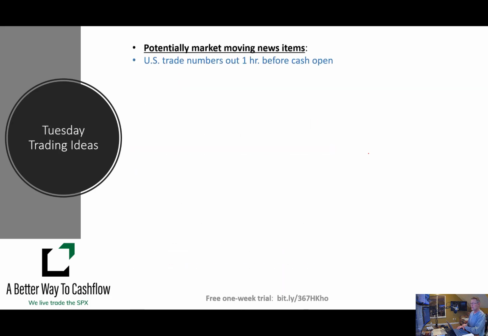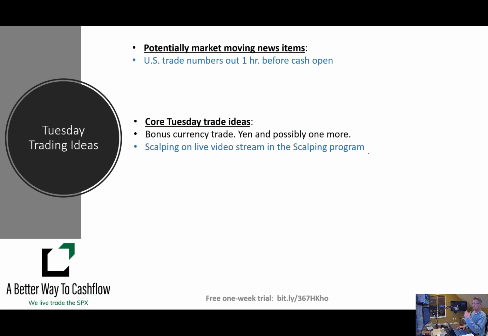Tuesday, we got trade numbers coming out an hour before the cash open. Obviously, we got the war that's going to be headline news for the rest of the week or the next foreseeable future. We do have a bonus trade that we're looking at on Tuesday, which are going to be currency trades. One of them definitely is going to be the yen, and we might find possibly one more. But we're looking at doing some currency trades. Again, through the futures market, not Forex trades. It'll be through the futures market. Man, we've had some really, really good success with trading the yen. It's back inside of that trading range again, so we'll take a look at that.